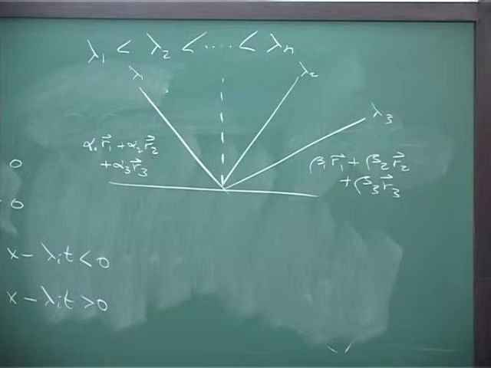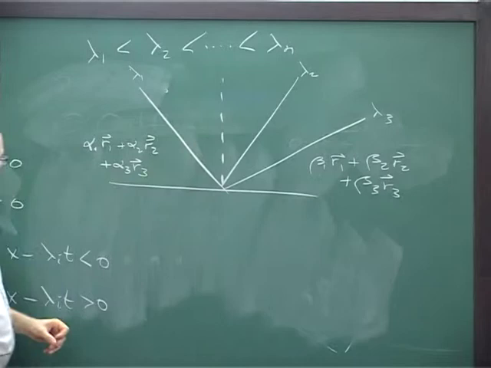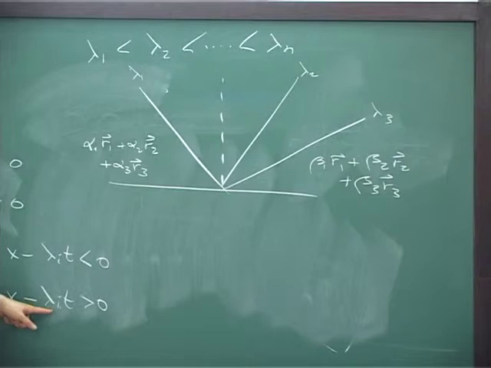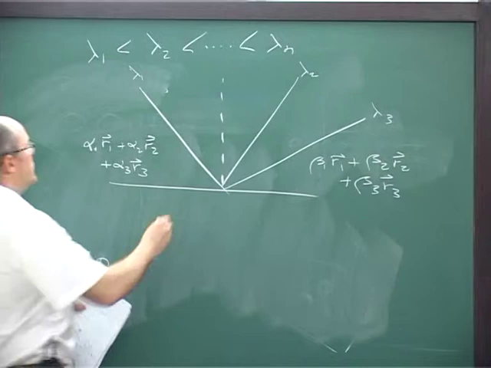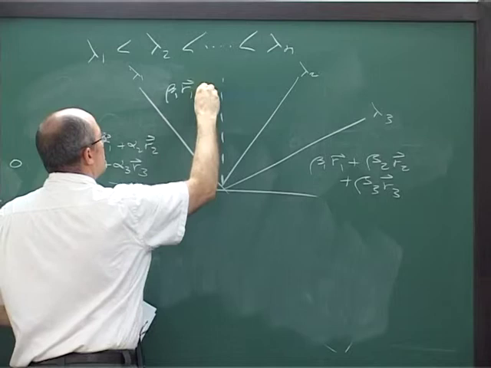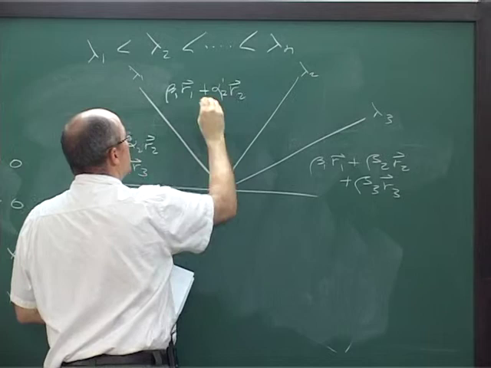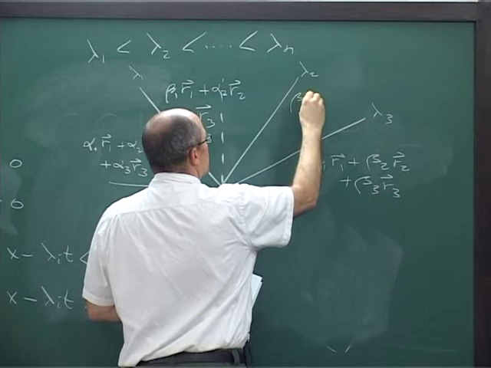Now we have to figure out what happens in between. If I imagine I'm here, x is larger than lambda_1 t, but smaller than the other lambda times t. So the first term is going to be beta_1 r_1, plus alpha_2 r_2, plus alpha_3 r_3. I'll just do this one. The pattern is the same. You can see how it's going to go.